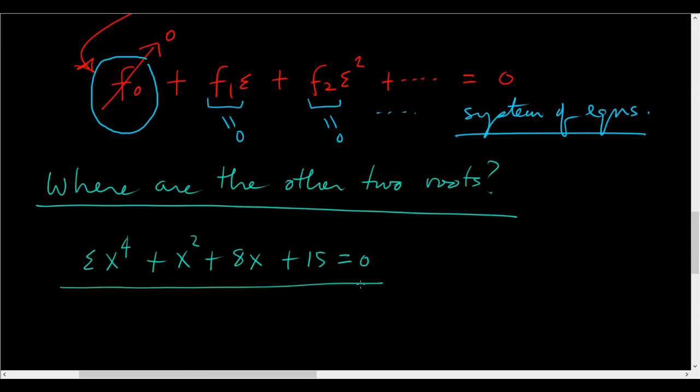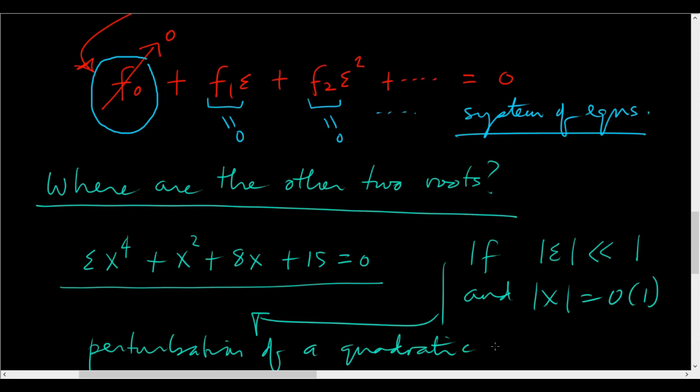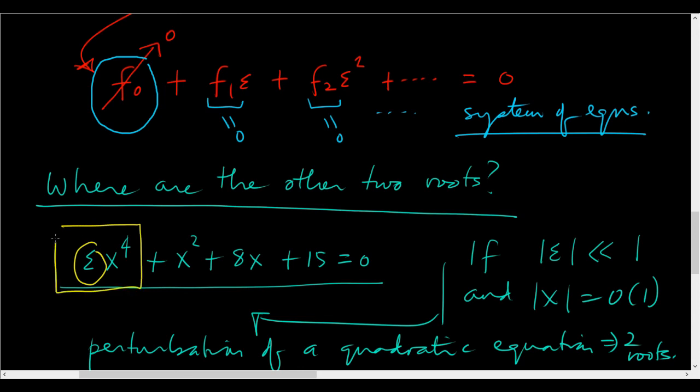if epsilon is small and x is order 1, then this is a perturbation of a quadratic equation, and we have two roots. Why do we think there are 4 roots? Because although epsilon is small, the introduction of this term has made it a 4th order polynomial.